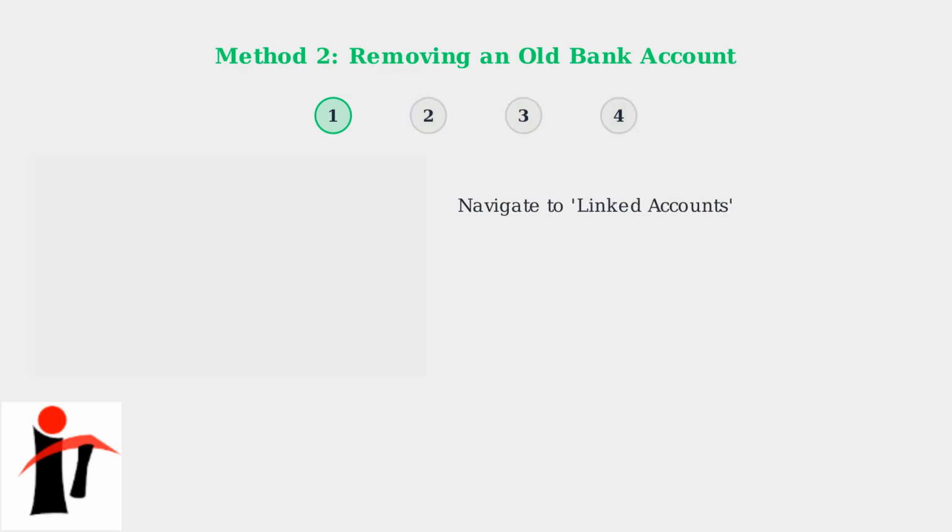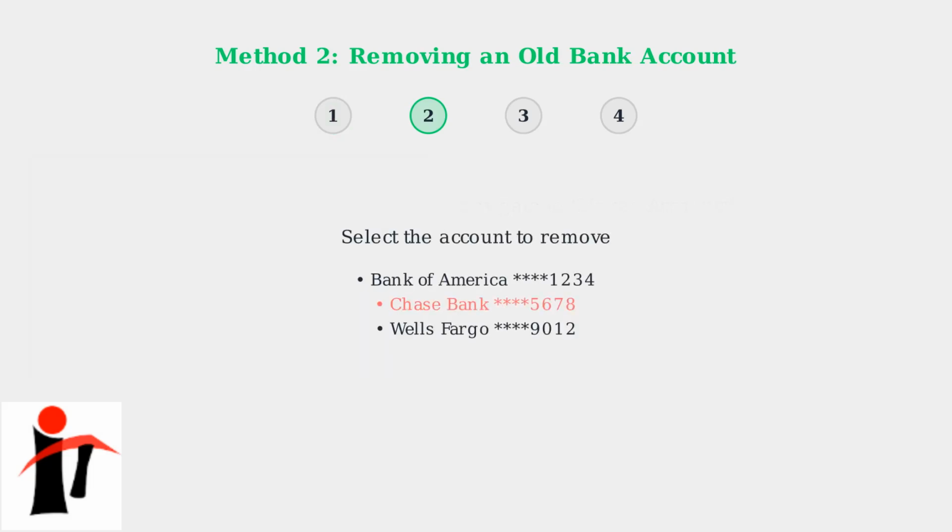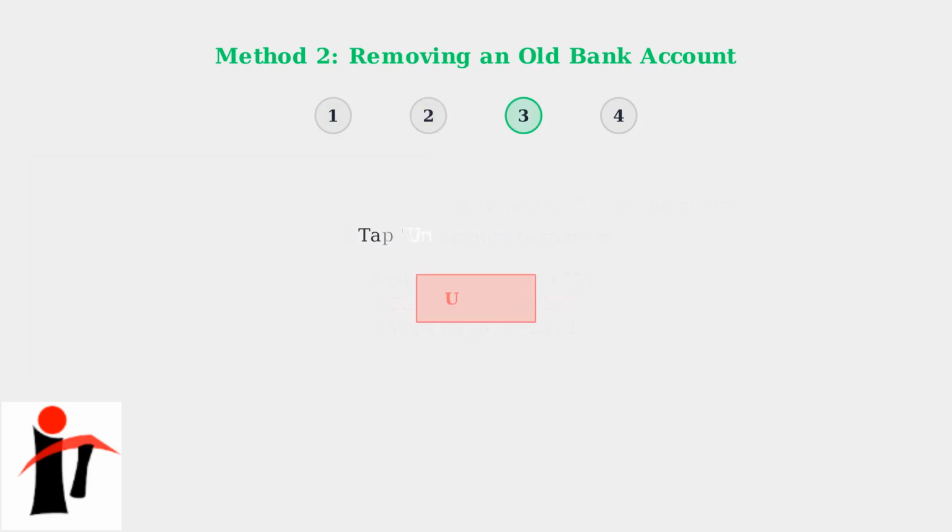Step 1. Navigate back to your Linked Accounts section, where you can see all your connected bank accounts. Step 2. Select the specific bank account you want to remove from your list of linked accounts. Step 3. Tap on Unlink or Remove button. This button is usually clearly marked and may be colored differently to indicate it's a removal action.